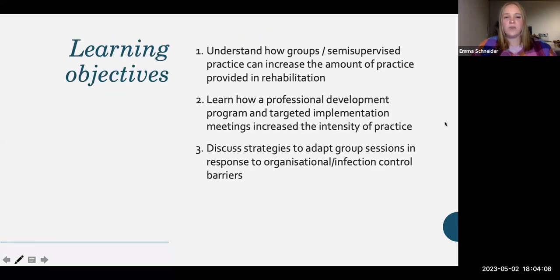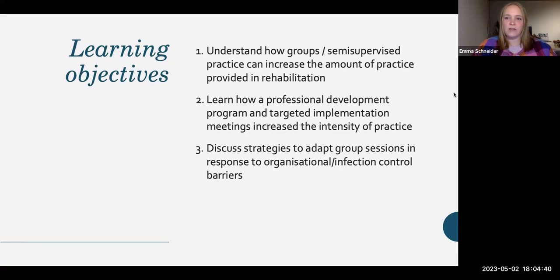The learning objectives for tonight's session, there are three. We're going to be looking at how semi-supervised practice or groups can be used to increase the amount of practice provided in rehabilitation. We're going to learn how the intensity of practice in an upper limb group can be targeted through implementation meetings and professional development, and discuss strategies to adapt group sessions in response to organisational or even infection control barriers. And I'd encourage you to share your own learnings, as I'm sure everyone's had some different experiences over the past few years.